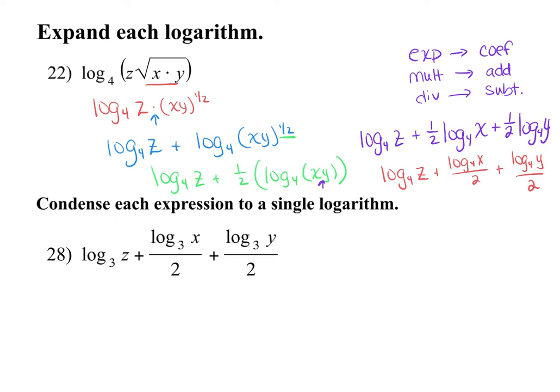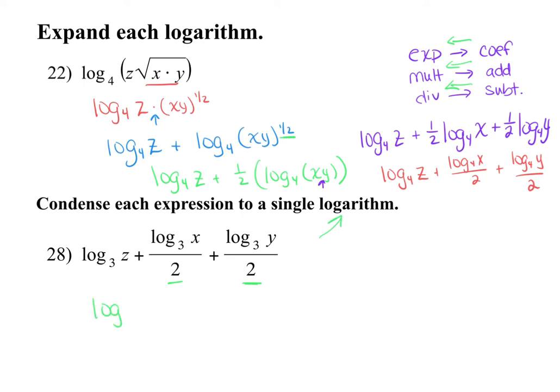All right. Condensing is this same thing. It just goes the opposite direction. Coefficients become exponents. Addition condenses to multiplication. Subtraction condenses to division. So usually I do all my exponents first. This guy is an exponent. That's what we just saw. It's the same thing as 1/2 being in front.